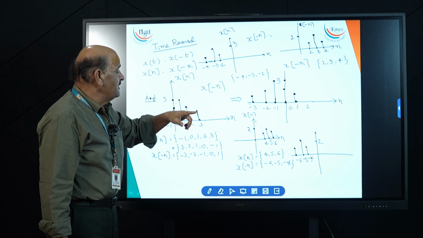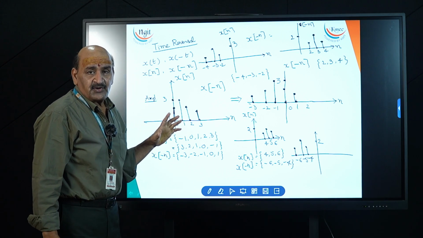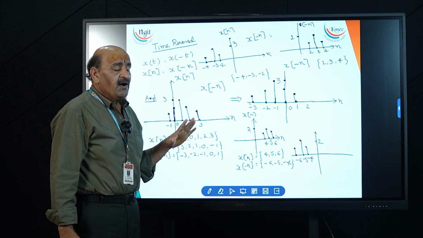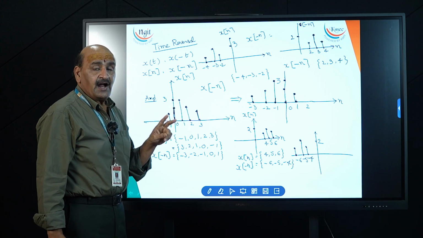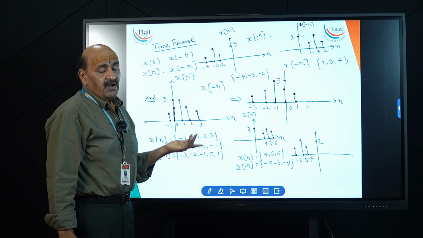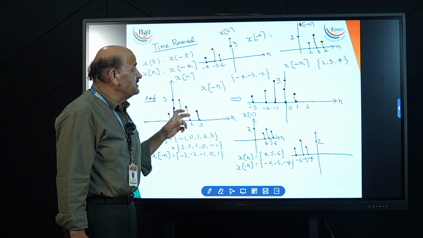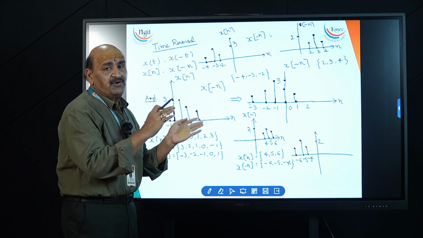So these are the sketches of discrete time signals. In this session, we discussed all the 3 operations on signals, on both continuous time signals and discrete time signals. We also learned how to sketch discrete time signals and how to convert discrete to continuous time and continuous to discrete time as well.